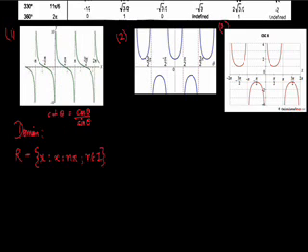Because the value of sin theta becomes 0 at theta equals 0, pi, 2 pi, minus 2 pi. That is, integral multiples of pi. At integral multiples of pi, the values of sine become 0. So we have to exclude all those points. So we have written R minus all those values.